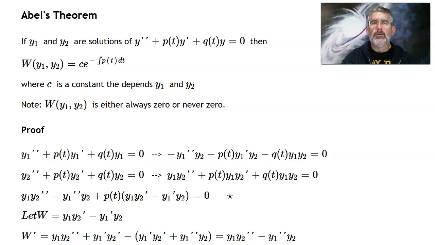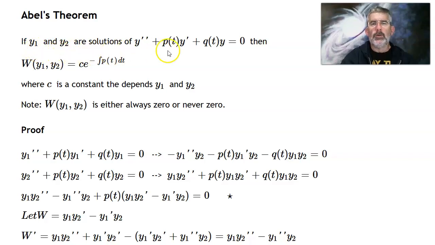In this video, I want to take a look at Abel's theorem, which tells us about the Wronskian of solutions to second-order homogeneous equations. Now, I should point out this is second-order homogeneous, not necessarily constant coefficients. I'm going to be looking at a differential equation of this sort, where there's a p of t and a q of t in here. We've been working with constant coefficients, but this theorem is a little more general.